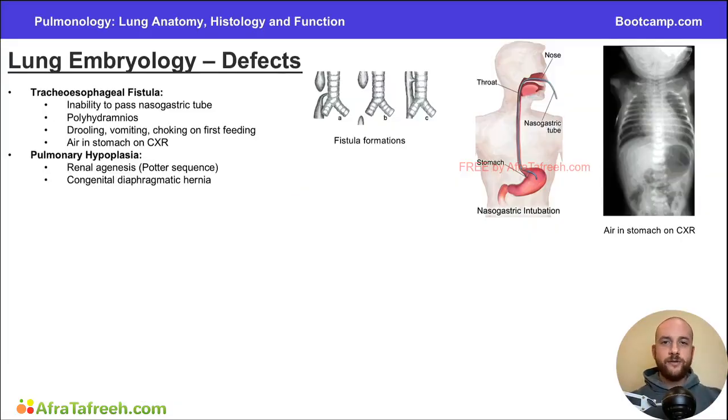So today we're going to be covering two embryologic defects. The first is called a tracheoesophageal fistula, which means an abnormal connection between the trachea and the esophagus.